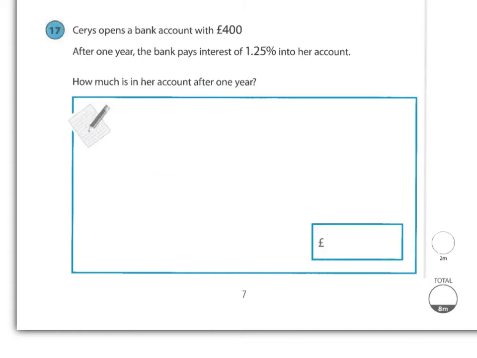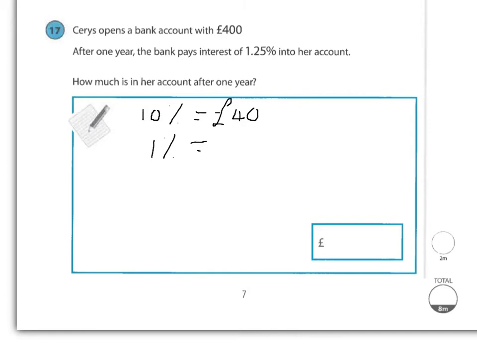Keris opens a bank account with £400. After 1 year, the bank pays interest of 1.25% into her account. How much is in her account after 1 year? Now, we can do this in a few different ways, but I'll start off with one of the most popular ways, which is working out 10% first. So 10% will be 40.